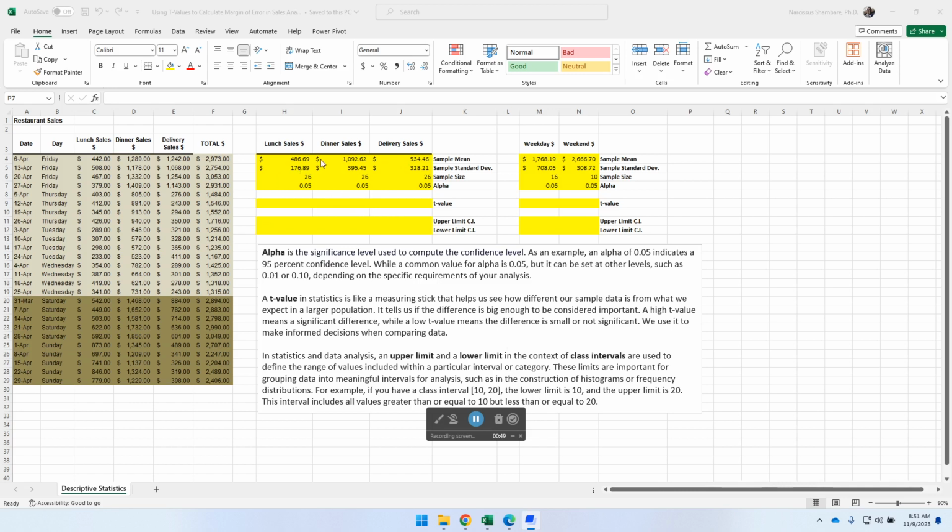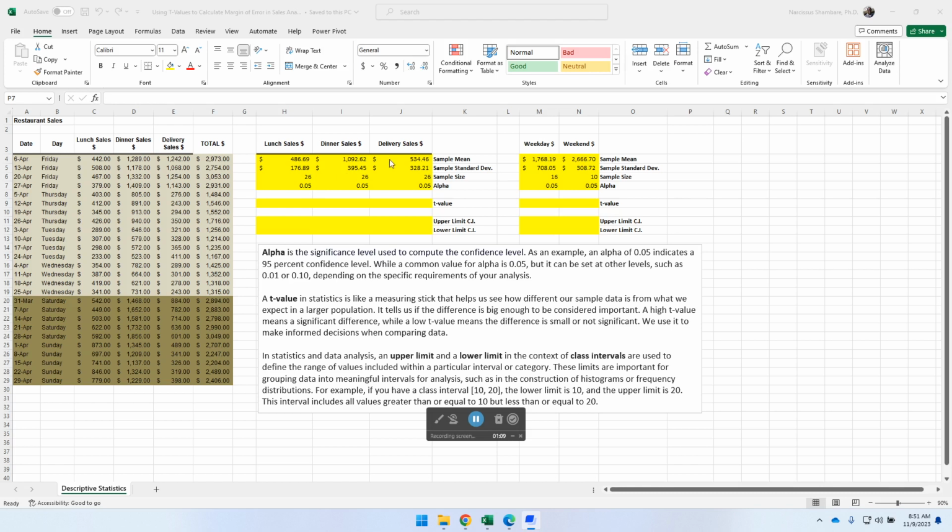Here you see that we've already done the simple means. We've calculated the averages for the different categories: lunch sales, dinner sales, delivery sales, and also some averages for the weekdays as well as weekend sales. I think those are actually significant in understanding the restaurant sales.